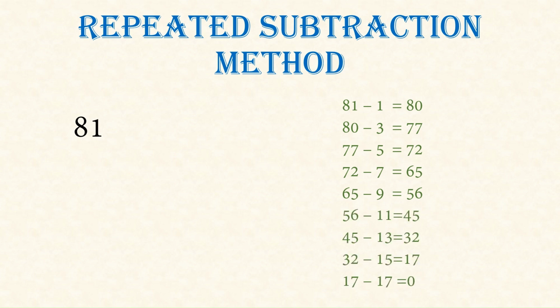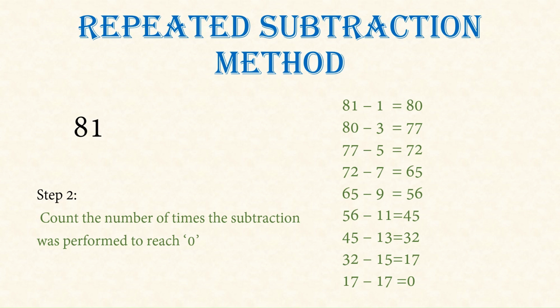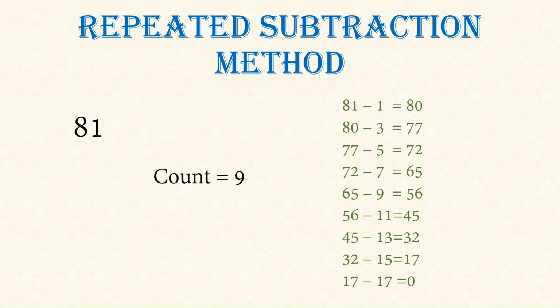Here it is 0. If we reach this 0, the last step 17 minus 17 equal to 0, which means the given number is a perfect square. But how to find the square root of this number? For that, count the number of times we have done the subtraction. So here if we count 1, 2, 3, 4, 5, 6, 7, 8, 9. In total we have done subtraction 9 times, as the count is 9 here. So from this we can tell that root 81 is equal to 9.